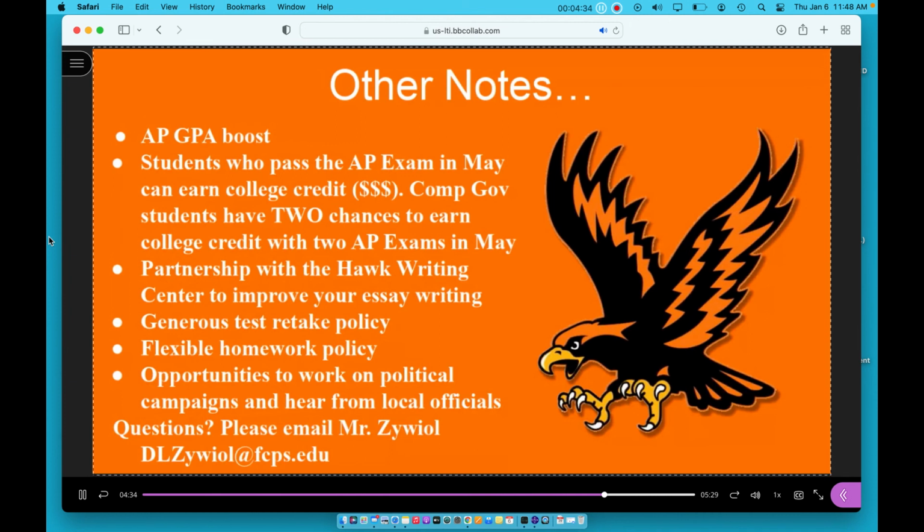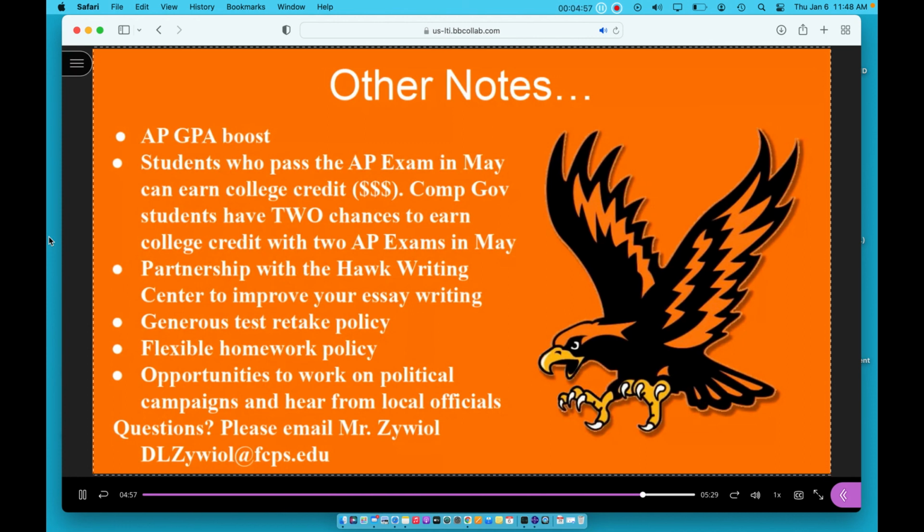We also have a pretty flexible homework policy. All the government teachers put their homework assignments out well in advance, usually online as well. So there are opportunities to work ahead, and there's never going to be a time where we do something in class and it's due the next day. We often have a week-long gap to get your work in.